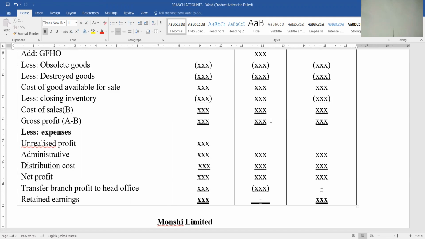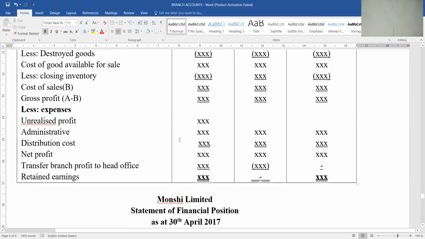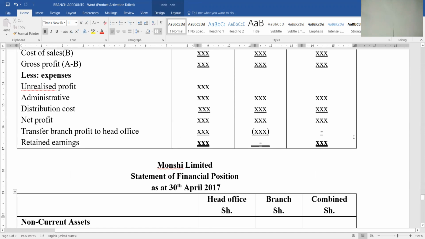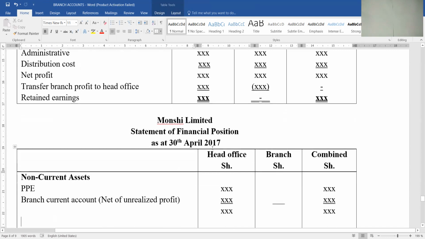So we have to check the unrealized profit on the stock of the branch, but we reduce it under the head office, because now the head office is the one which sold to the branch and their profit is more by that profit element which the branch never realized out of that stock. Then we have administrative expense, we have distribution, you get net profit. Then after getting net profit, obviously the branch must transfer its profit. So transfer branch profit to head office. So this profit you get under the branch will be transferred to the head office. So you get the retained earnings for the year.